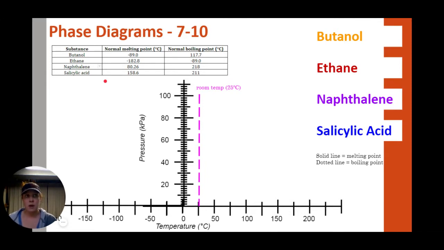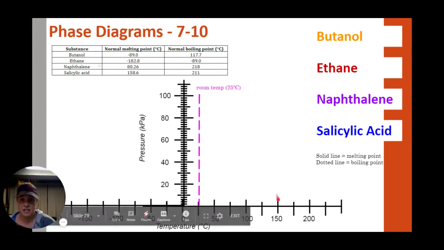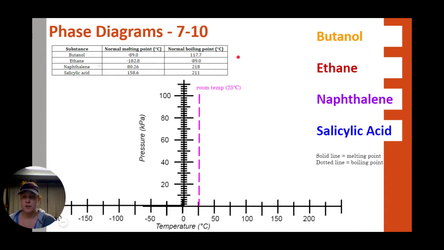So what I like to do is draw a big graph, and then it's asking us for the normal melting point and the normal boiling point. That means this has to take place at 1 atm or 101.3 kilopascals. So I went ahead and marked where 101.3 kilopascals would be. That would be where our normal boiling point and melting points would occur.